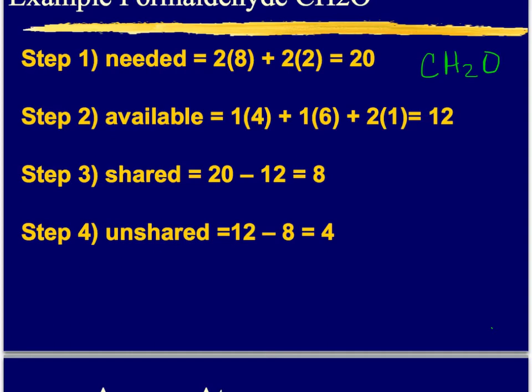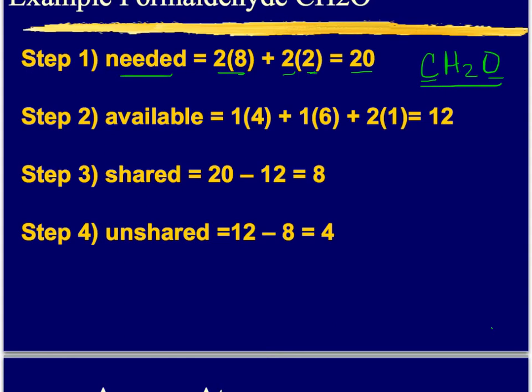Okay, so the last example that we're going to do here is for formaldehyde, and I know the top of the slide here is cut off. So this is the formula for formaldehyde here. It's CH2O, and so remember, for step 1 we need to figure out the number that we need, so the needed. So we have 2 times 8, and the reason we have 2 is because carbon needs 8 and oxygen needs 8, so there's 2 items that need 8. And so 2 times 8 because it's carbon and oxygen, and then we have 2 times 2 because we have 2 hydrogens, and each hydrogen requires 2 electrons. So the total here, 16 plus 4 is 20.